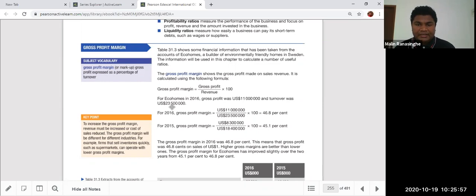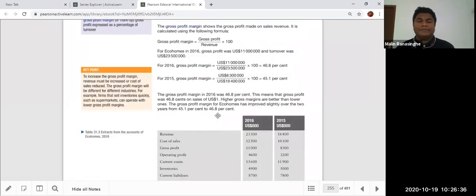Right. So look at this example for Eco Homes in 2016. Gross profit was 11 million and turnover was 23.5 million. So look at the 2016 figure: gross profit margin is 11 over 23.5 times 100, which is 46.8%. In 2015, gross profit was 8.3 million and the revenue was 18.4 million, which is 45.1%. Like that, you must be able to calculate this from given figures.